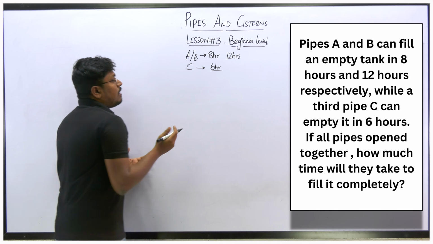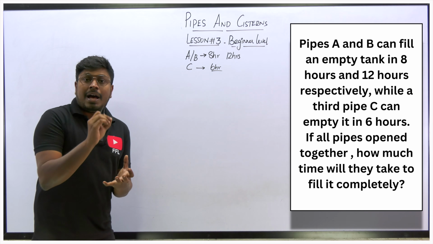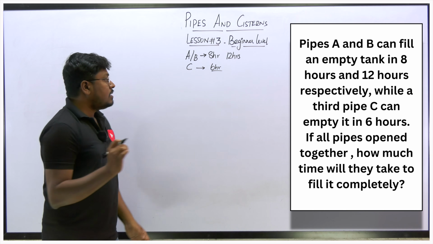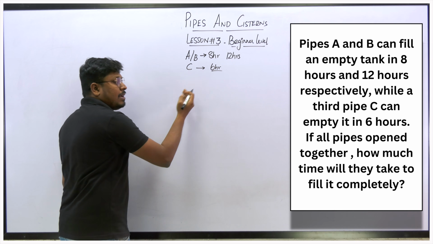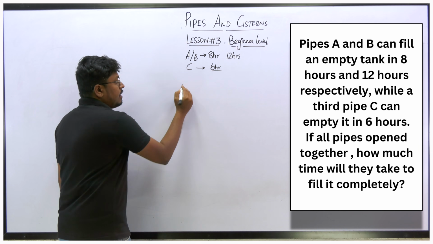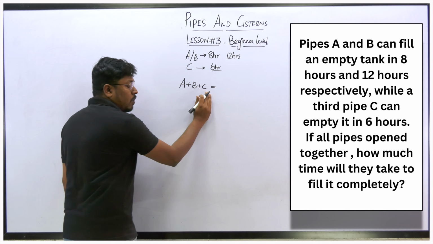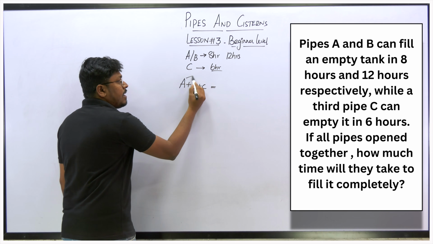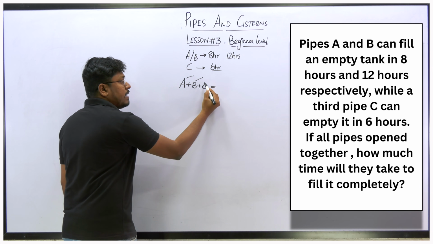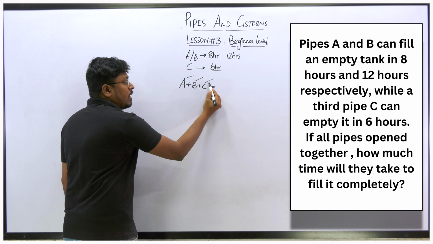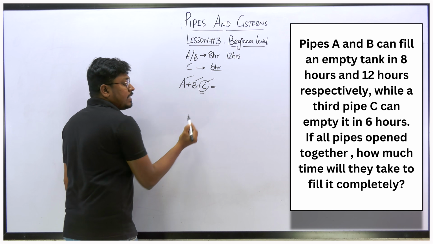Whenever a pipe empties, you need to have a negative symbol before it, right? Now if all the 3 taps are open, how much time will it take to fill the tank? So what we need to do is A plus B plus C. All the 3 taps are open. Here tap A and tap B are inlet pipes and tap C is an outlet pipe. For an outlet pipe, always use a negative sign before the number.